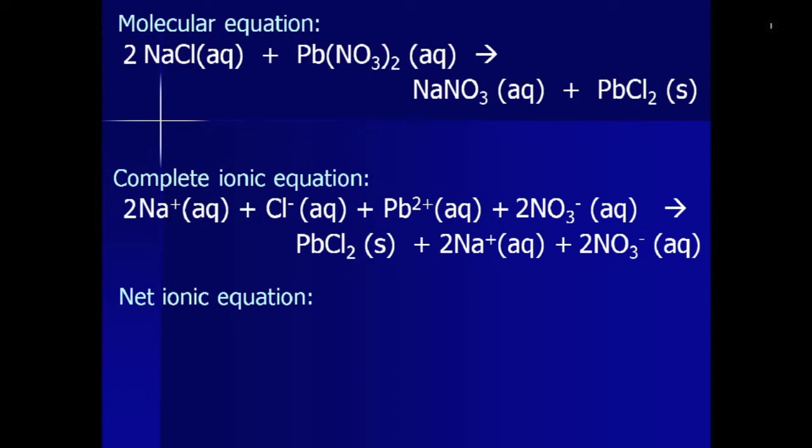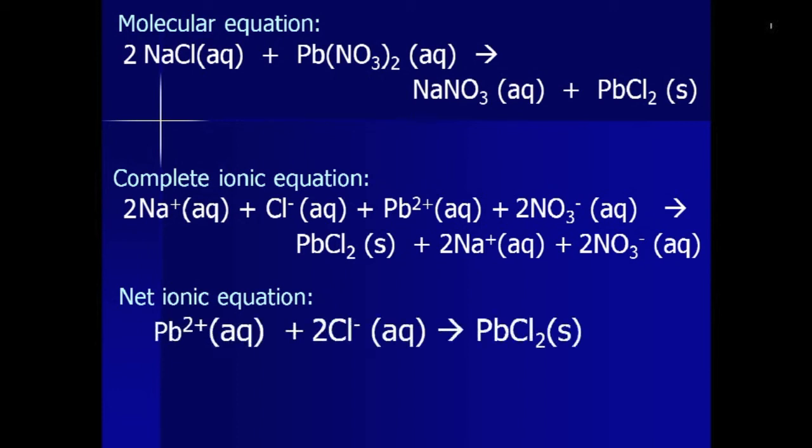That just leaves us with the net ionic equation. It's pretty simple. Which species did something? The things used to make the lead-2 chloride, of course. Lead-2 plus 2 chlorides yields lead-2 chloride precipitate.